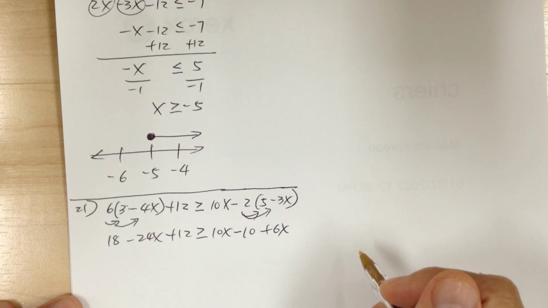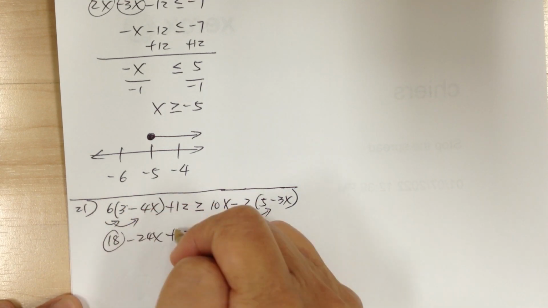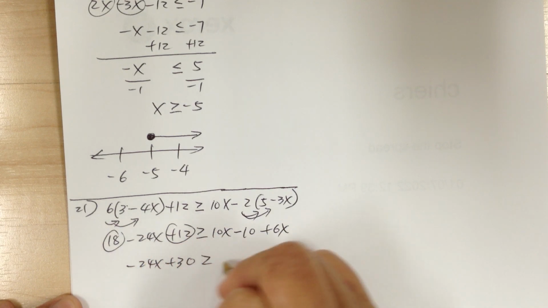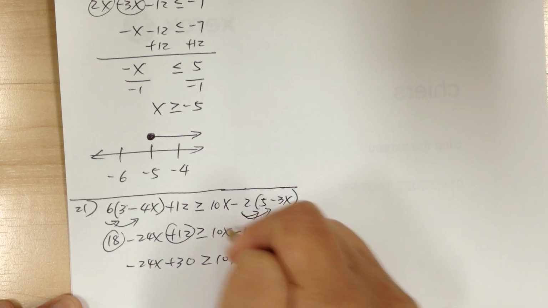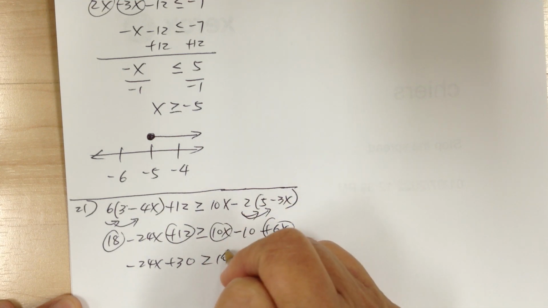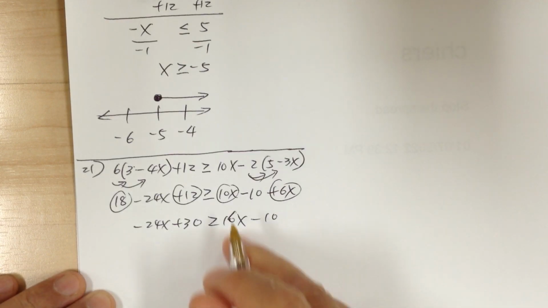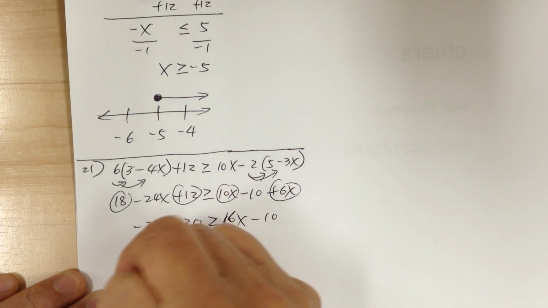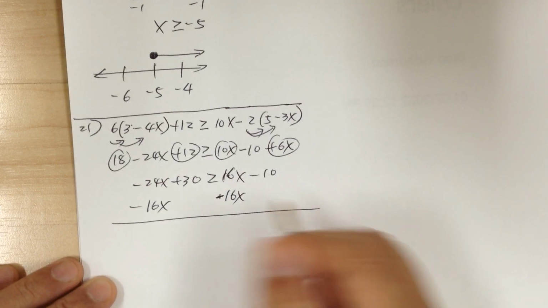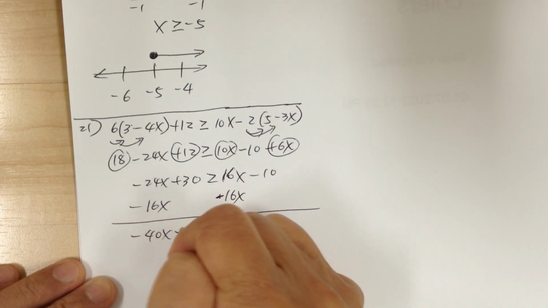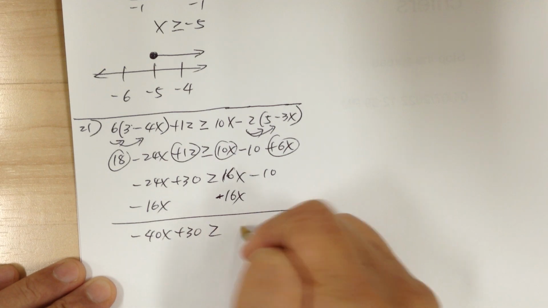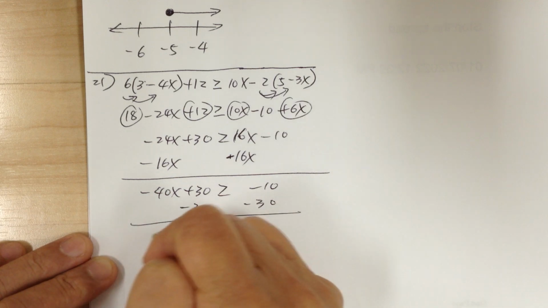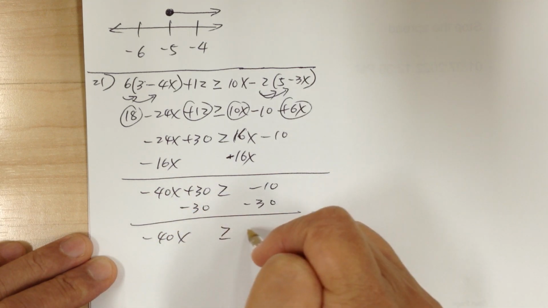Okay, that's going to consolidate the like terms. So this is negative 24x plus 30 greater than or equal to 10x, 16x. This one and this one be 16x minus 10. Okay, move the variable to this side, so minus 16x on both sides. So you get negative 40x plus 30 greater than or equal to negative 10. So minus 30 on both sides. So you get negative 40x greater than or equal to negative 40.